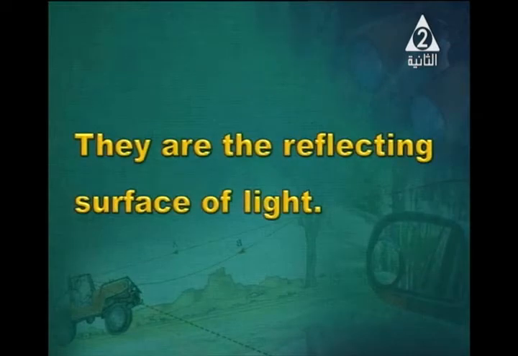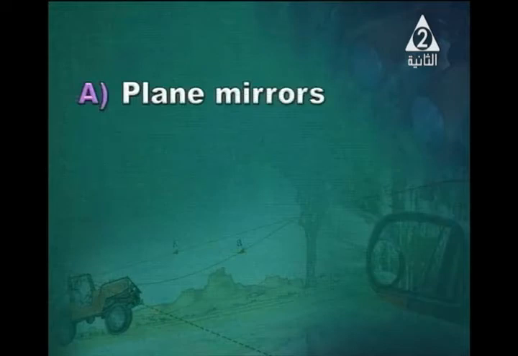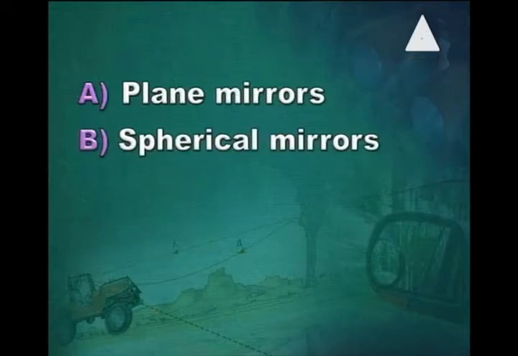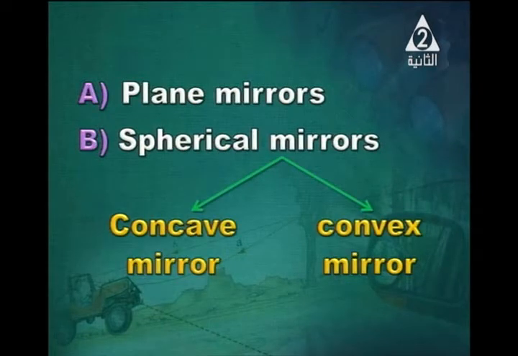Mirrors are reflecting surfaces of light. A mirror is a surface which reflects the light rays after they fall on it. What are the types of mirrors? Mirrors have many types. Number 1, the plane mirrors. Number 2, the spherical mirrors. The plane mirrors are found in all our homes. The spherical mirrors are the concave mirror and the convex mirror.